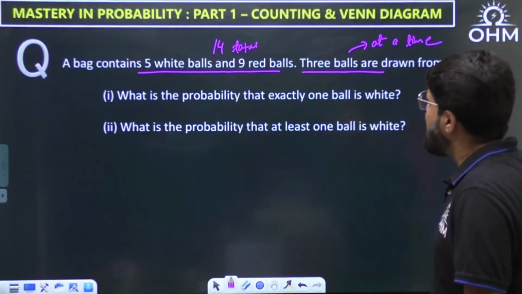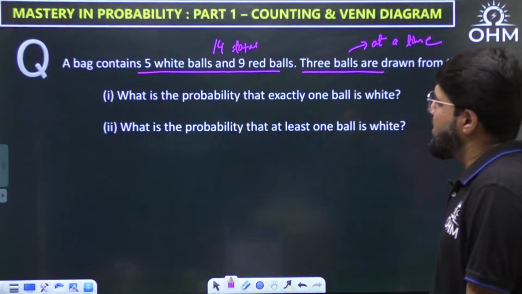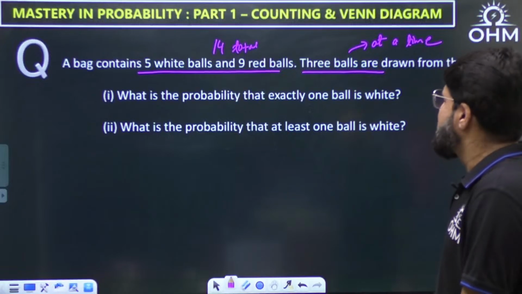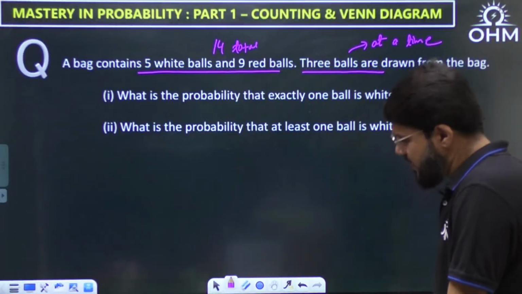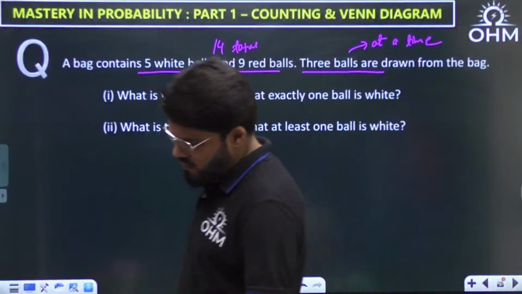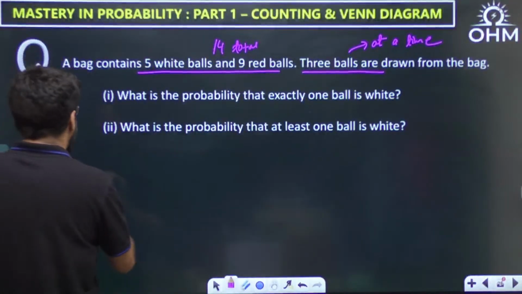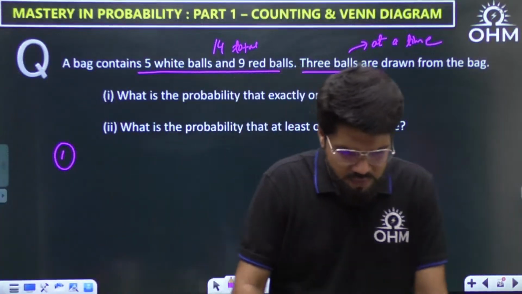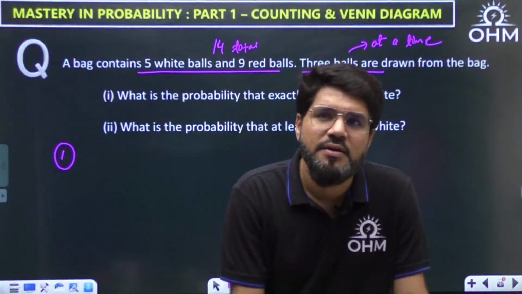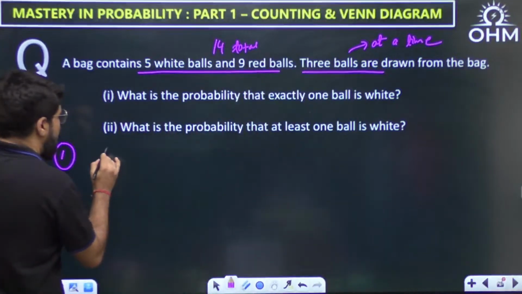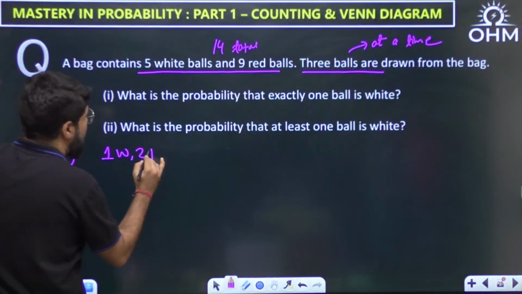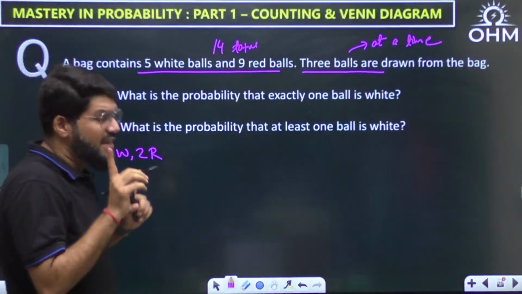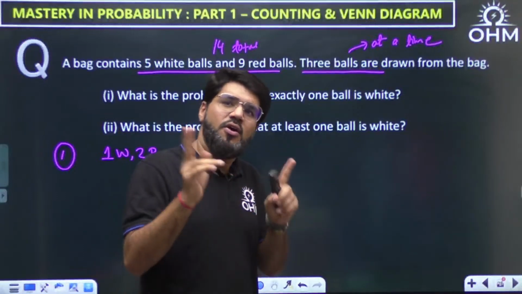What is the probability that exactly 1 ball is white? And what is the probability that at least 1 ball is white? Let's solve both of them. For exactly 1 ball white, that means 1 white and 2 red. The other two are red. You want exactly 1 to be white, so 1 white and 2 red.